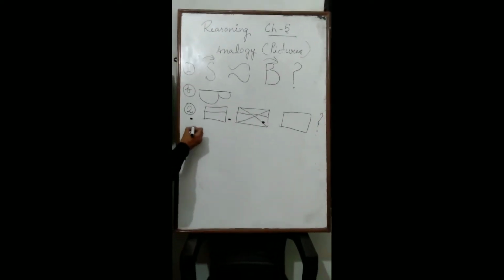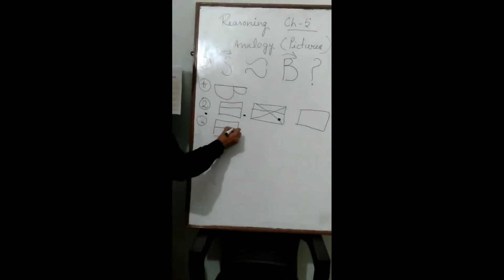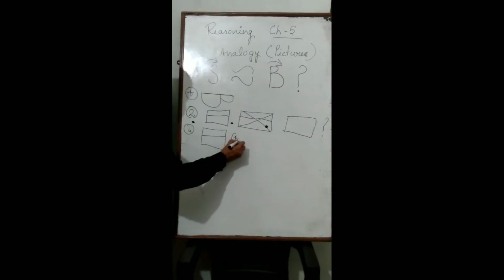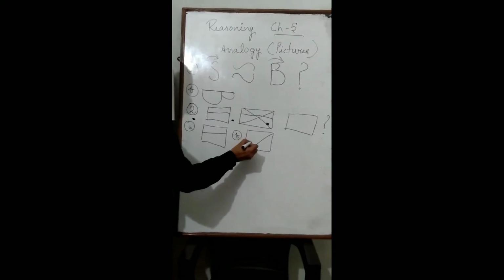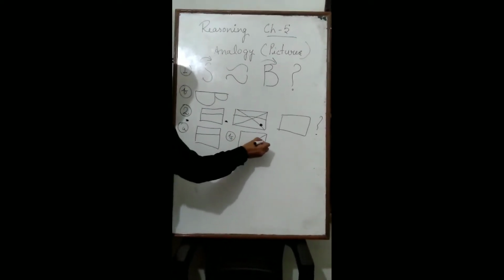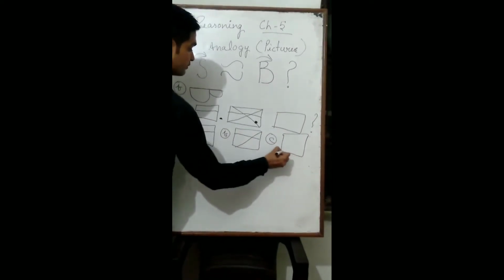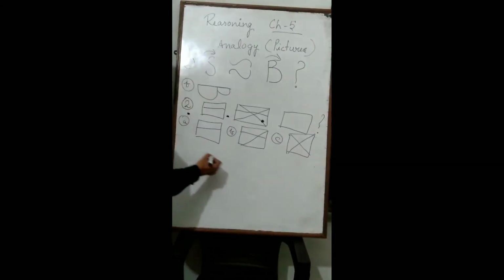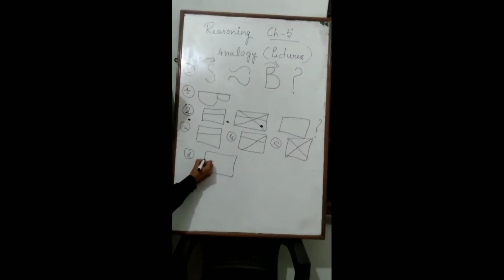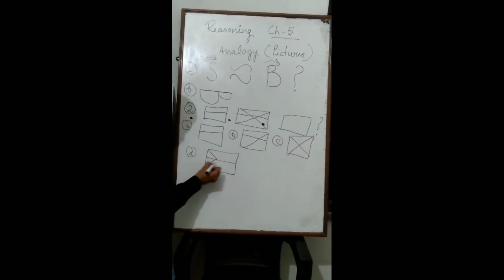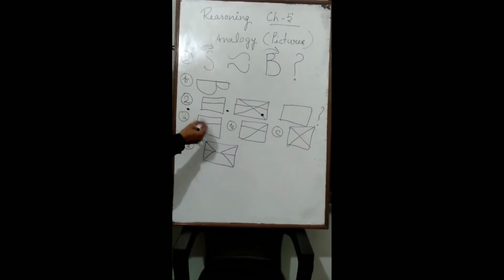That means according to the options, in the A option one line is there, in the B option 1, 2, in the C option 1 and 2 lines are there, and in the D option this is the figure. Now students, we have to solve this question according to the options.